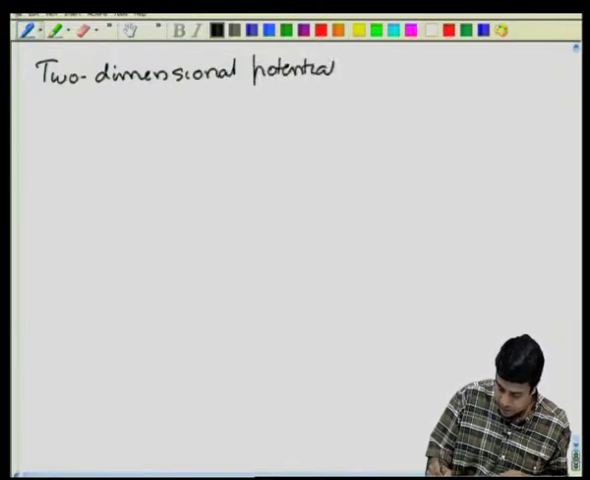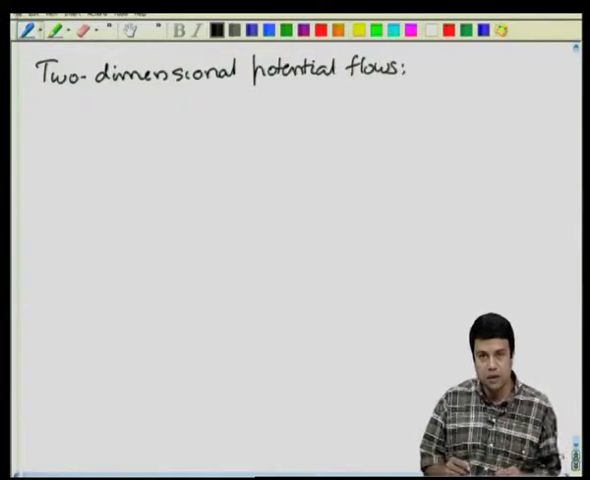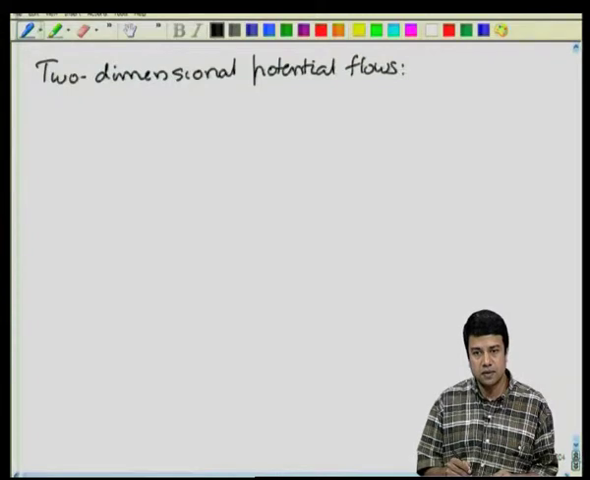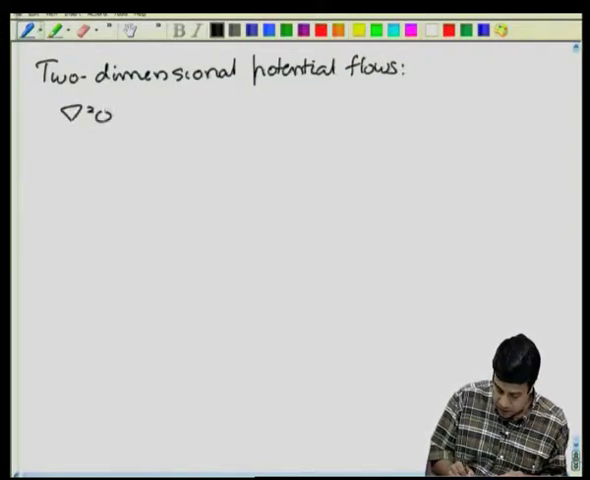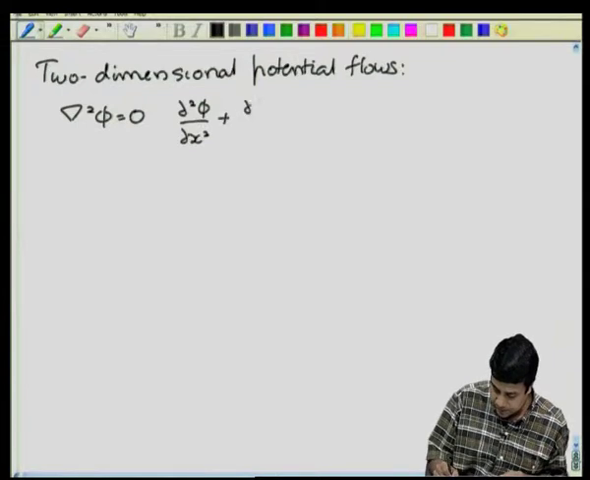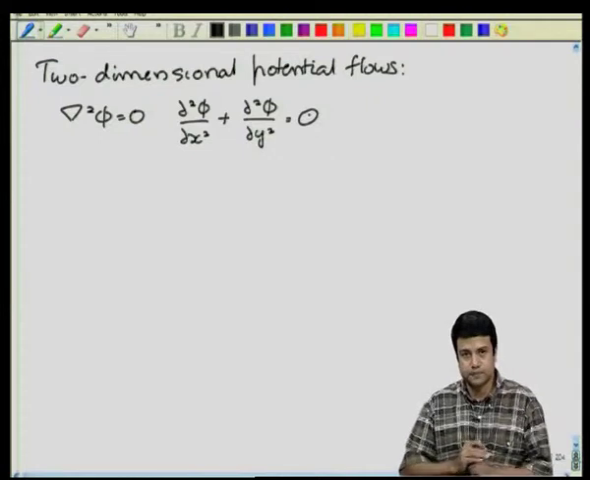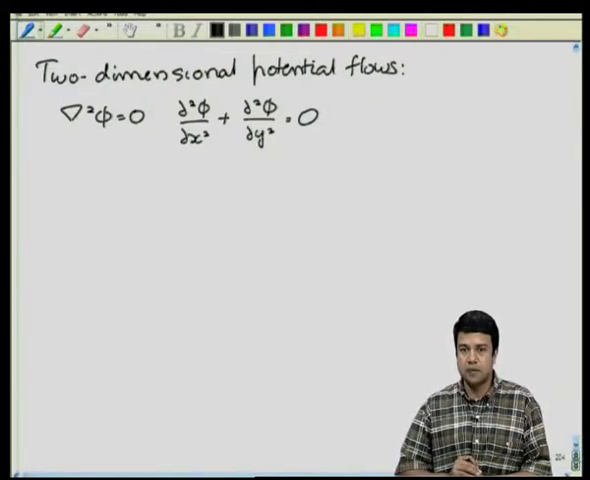Potential flows. We are going to try to solve the Laplace equation in 2 dimensions. Del square phi is equal to 0, which corresponds to d square phi by dx square plus d square phi by dy square equals 0. And we will solve this using the principle of complex variables.